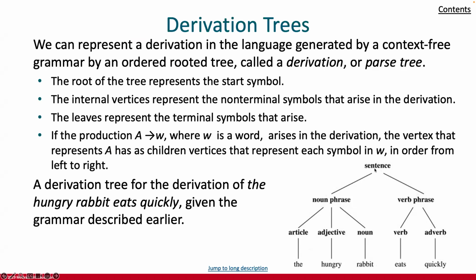You have a sentence, and you break that down into a noun phrase and a verb phrase. And then you can have various things that you can add to that. So, the hungry rabbit eats quickly. The rabbit eats is the most fundamental thing, and then you can have some other things that help to make this more readable. And so that's an example of how we can be thinking about a derivation tree.